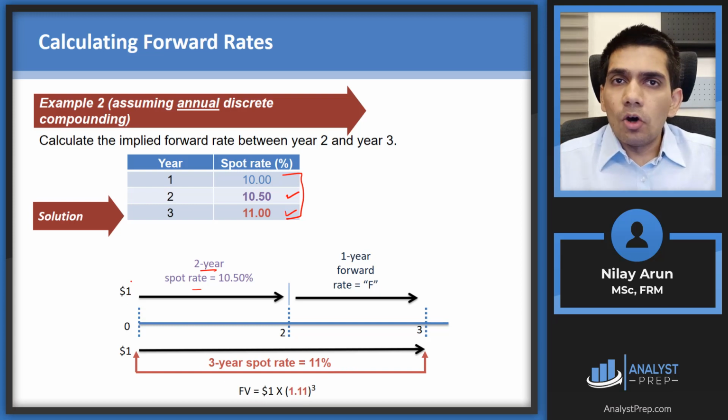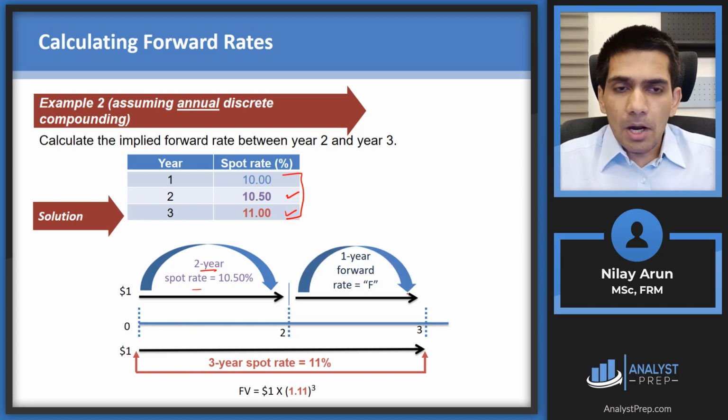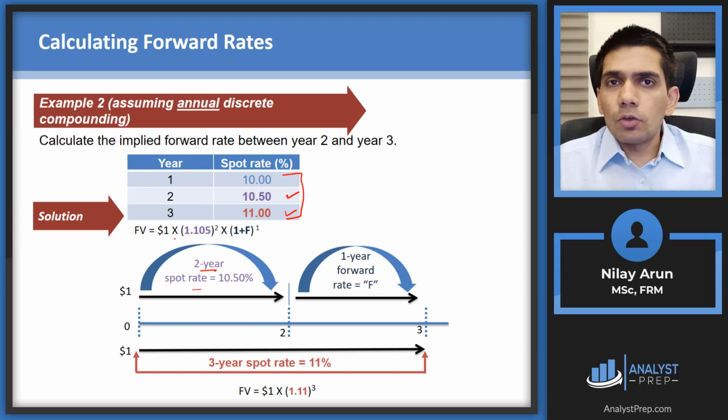Similarly, we take $1 on the upper route. We compound it till year 2. So that means you have $1 into 1 plus 10.5% raised to the power of 2. Now that is something which you need to reinvest for 1 more year at the unknown rate, which is F. So this is again being compounded, and that's the future value which you end up with. So $1 into 1.105 square into 1 plus F1. So make sure you do not forget this bit, that you have to square it.